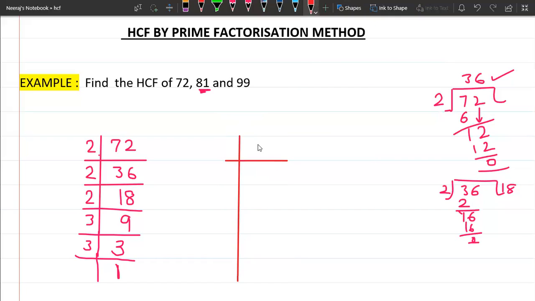Now the next number is 81. We have to write down 81. So 81 doesn't come in the table of 2, so we have to divide it by 3. So this would be 27. So 3 27s are 81.